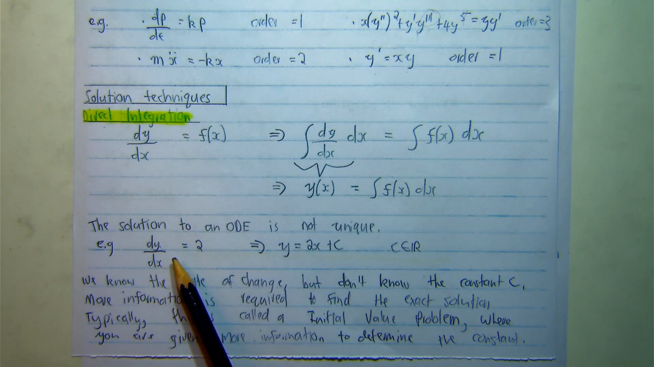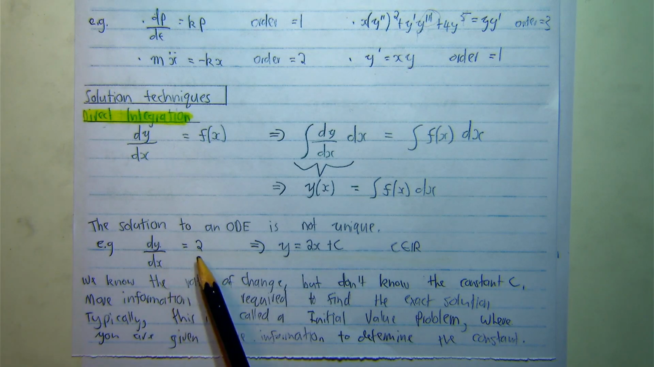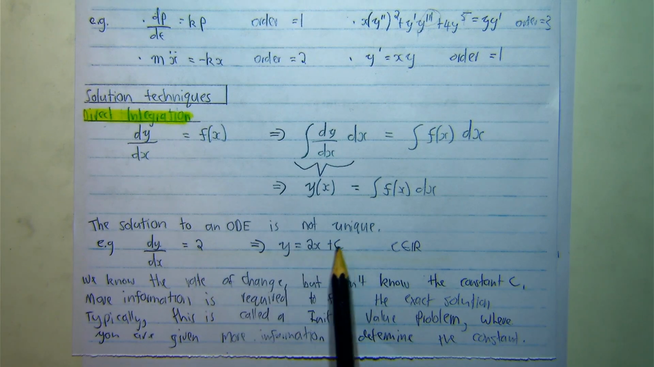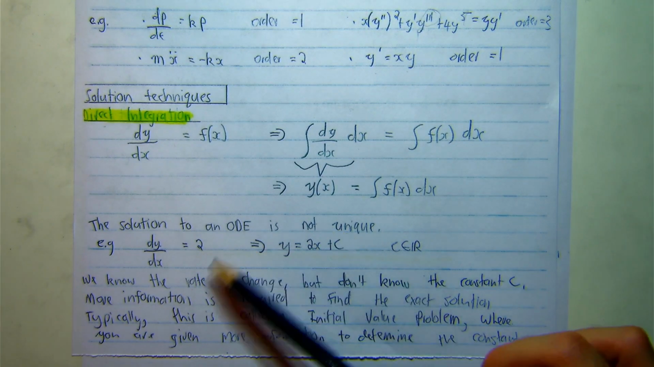The most obvious example of this is given here, where you have an unknown function y where the derivative is equal to 2. That will just be any straight line that has a slope of 2 and a y-intercept of plus c, which is some real number. Any of these lines will give you this derivative.